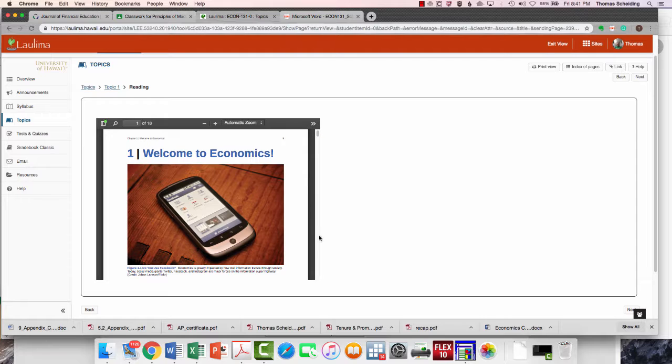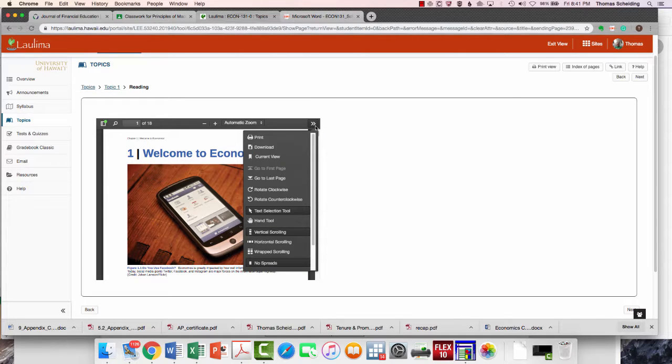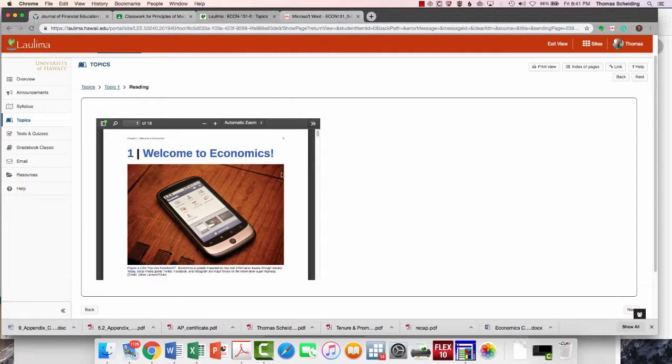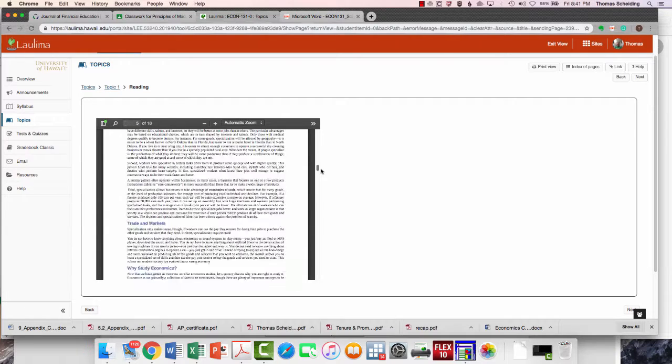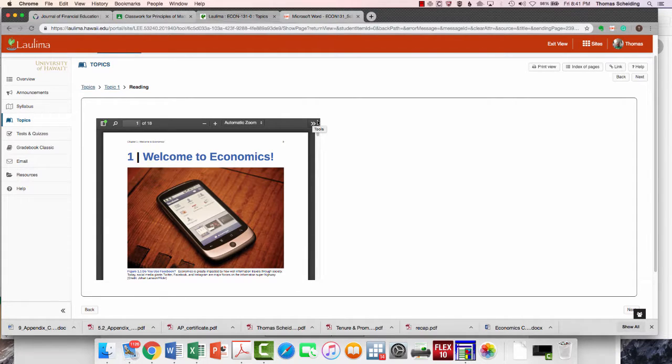Here's what you do. So watch my cursor here. I'm going to go up here, click Tools, and then I'm going to download it. It's the easiest way to read it. So then you would download it to your desktop, and then you'd be able to read this 26-page chapter.